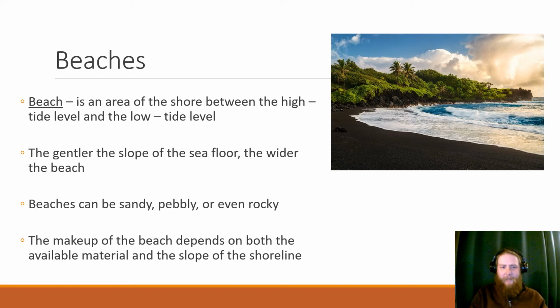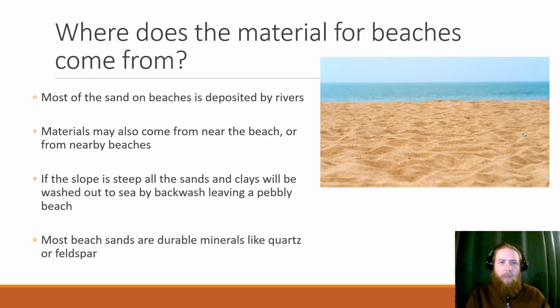The makeup of the beach depends on the available material, the slope of the shoreline, and the age of the beach. So first, where do these materials from beaches come from? Where's all the sand coming from? Most of the sand is things that were deposited by rivers that were then pushed onto the beach. They may also come from nearby beaches or bedrock in the area that's getting worn down.